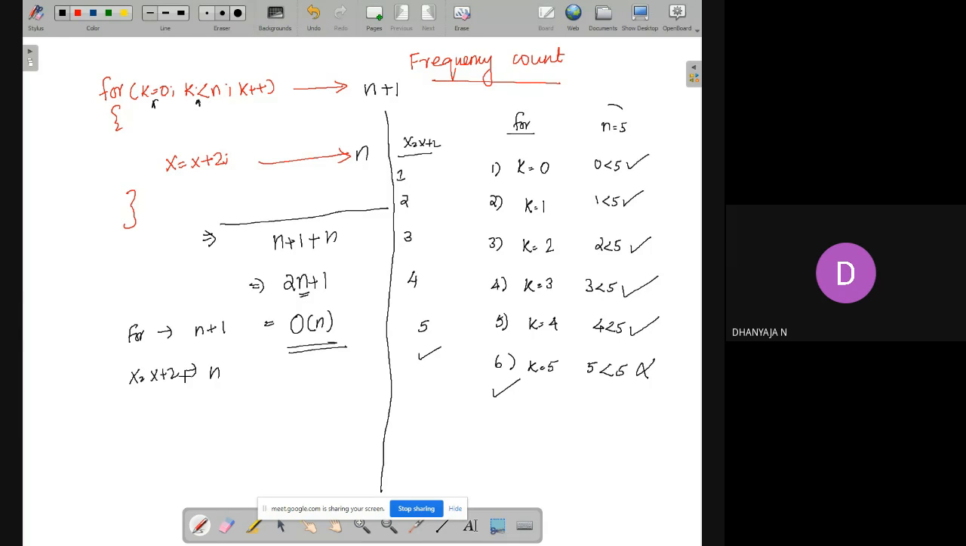And now come to time complexity and space complexity. This is our frequency count. Now I am asking about the time complexity and the space complexity. Okay. Now time complexity means how many times a particular statement will execute, right? Space complexity means how much amount of space we require in order to store a particular element.